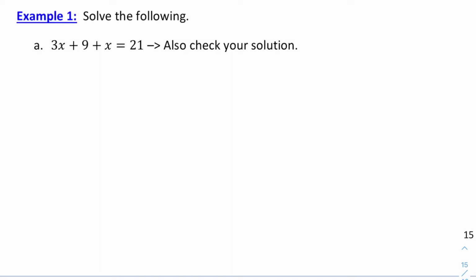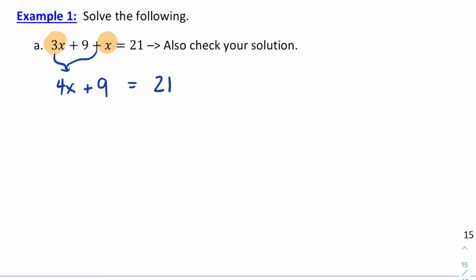Okay, so some equation solving. Here we have two like terms on the same side of our equation, so we're going to go ahead and add them together before we do anything else. So if you can simplify terms on one side of your equation, I would go ahead and do that to start with. And then we're going to work to get our variable by itself.